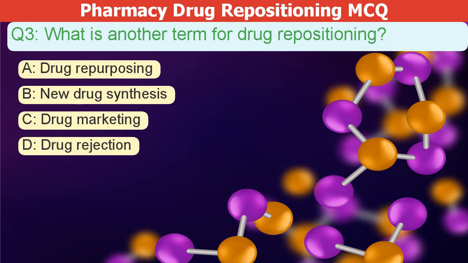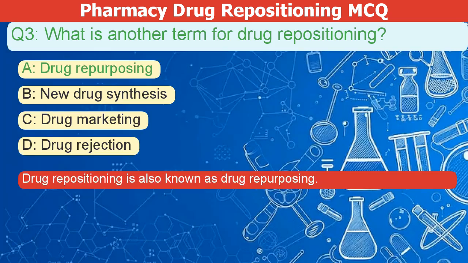What is another term for drug repositioning? A. Drug repurposing. B. New drug synthesis. C. Drug marketing. D. Drug rejection. The correct answer is A. Drug repositioning is also known as drug repurposing.